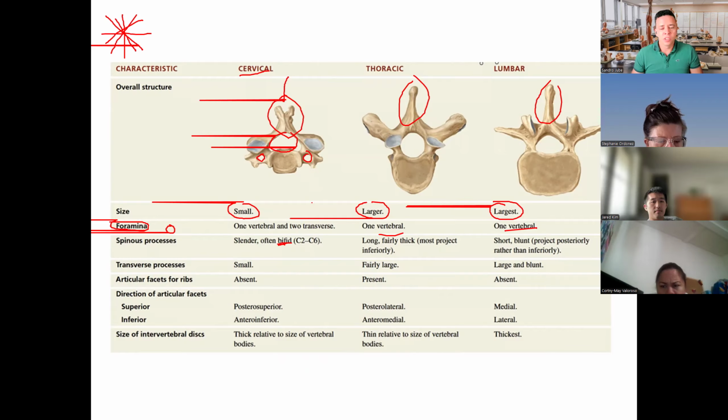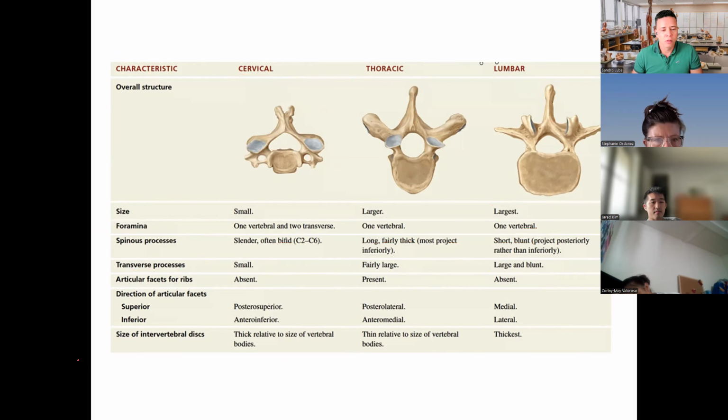What about the spinous process of the thoracic? It is long and thick, while the spinous process of the lumbar is short and blunt. Let's do a couple more differences right here. Let's look at the transverse process. We can see that the transverse process of the cervical is small, while the transverse process of the thoracic is fairly large, while the transverse process of the lumbar is large and blunt.